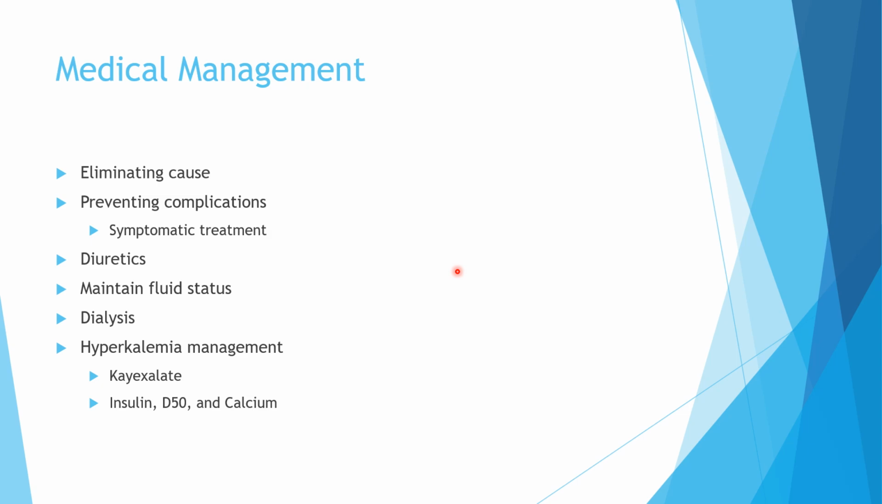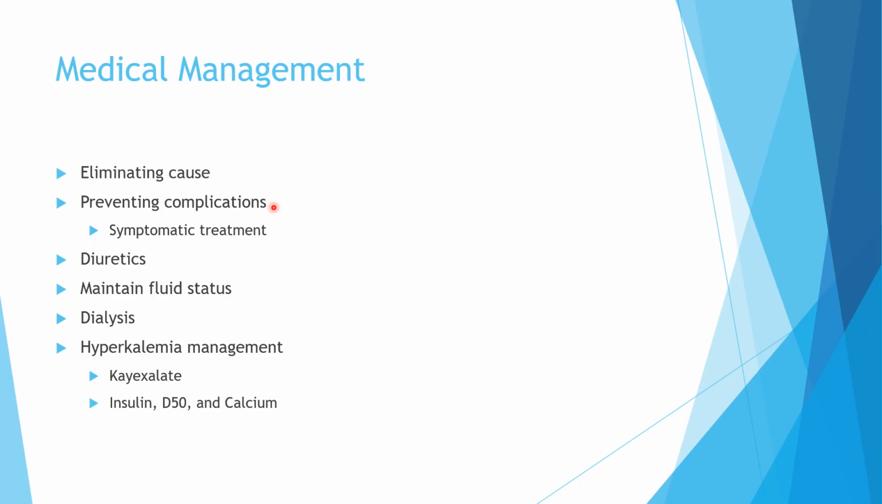So, and then our medical management, right, we want to eliminate the cause. So if our patient is hemorrhaging and we give them Kayexalate, they're still going to be having an acute kidney injury because of their hemorrhaging. So we want to eliminate that cause. All right, they've been getting nephrotoxic medication, so they've been getting vancomycin for 3 weeks for C. diff. Maybe we switch them or decrease that dose of vancomycin.